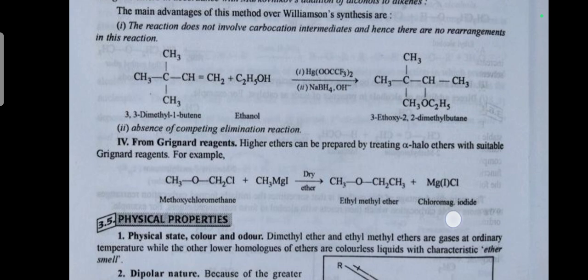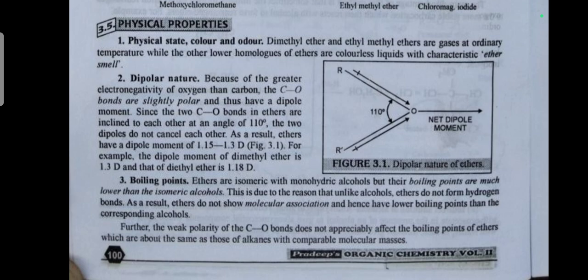Physical properties: physical state, color, and odor. Dimethyl ether and ethyl methyl ether are gases at ordinary temperature, while the other lower homologues of ether are colorless liquids with a characteristic ether smell.